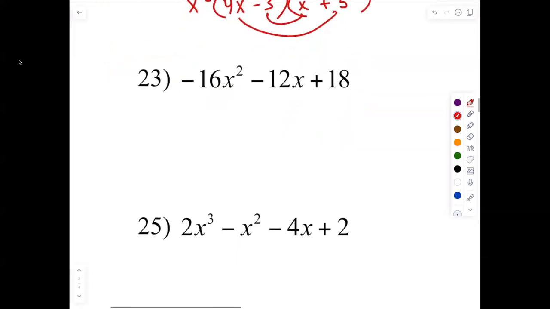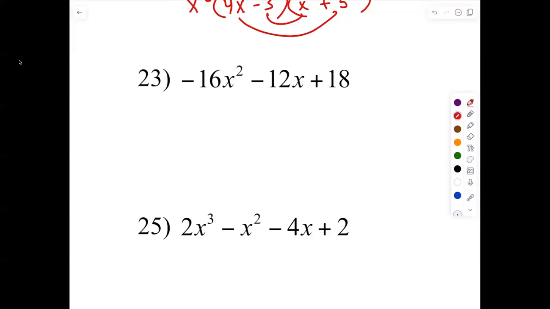Now, what did I tell you about 23? The leading coefficient should not be negative. So what do I need to do? Make it positive and everything else right? So what am I factoring out? Negative what? Negative two, because 4 can go into 16 and 12 but not 18. It's negative 2. You guys are killing me on that.